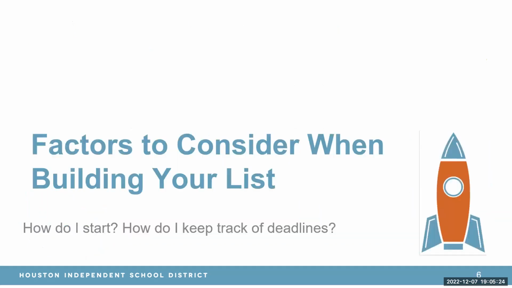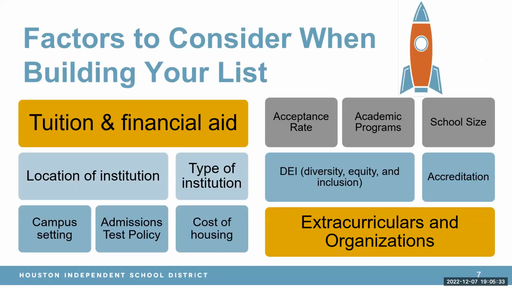Now, factors that students and parents should definitely consider when they're building their list. For one, how do you even get started, and what are some ways to stay organized and keep track of deadlines? I think one big one is tuition and financial aid. Oftentimes we have students who are considering going to Rice, and although they could potentially achieve that, when they see how much money they are expected to put forward, it can be overwhelming. So tuition and financial aid is one big consideration that a lot of families take into account when deciding where they want to go.